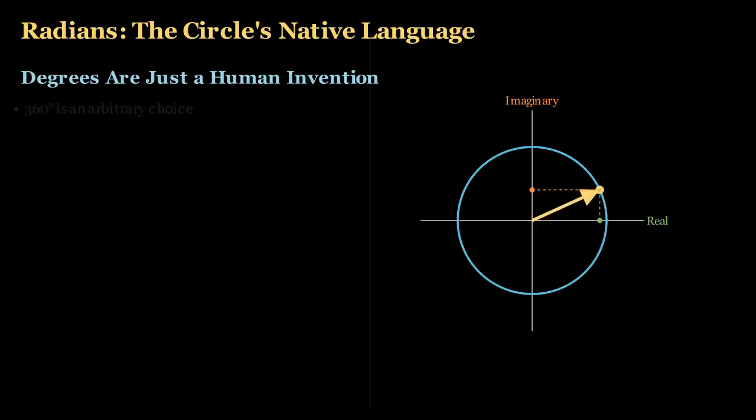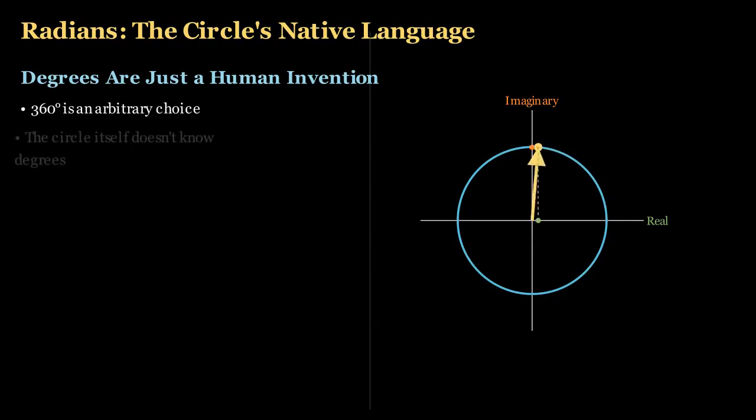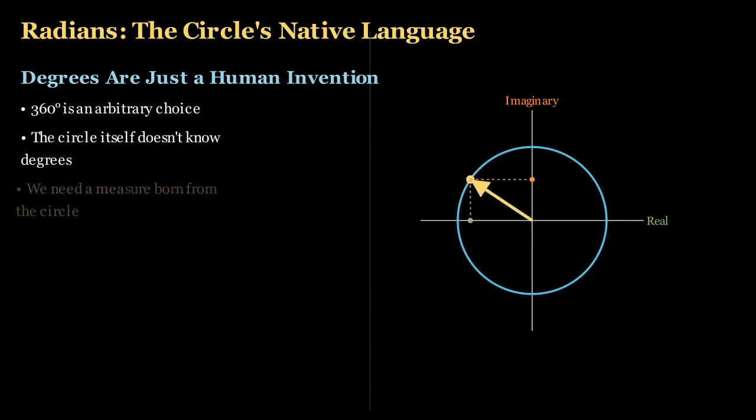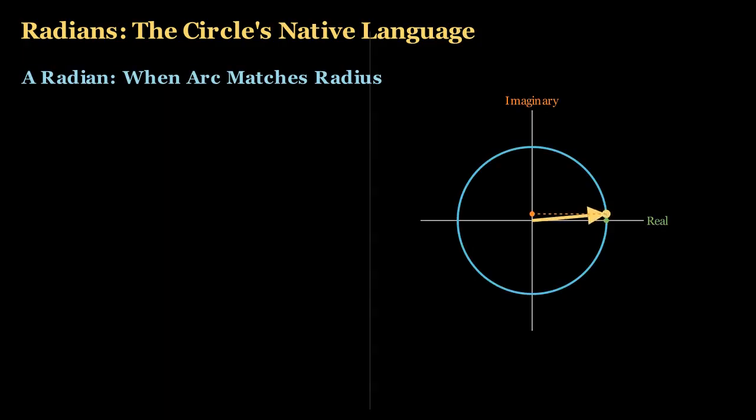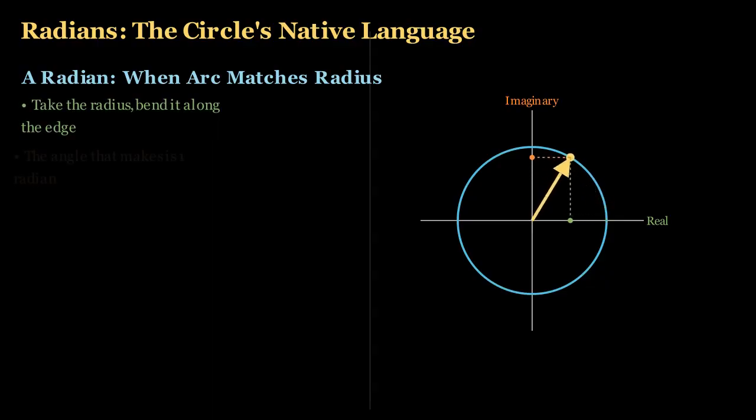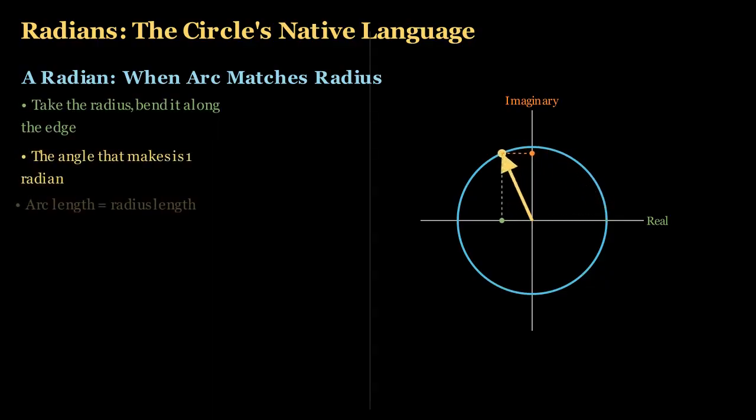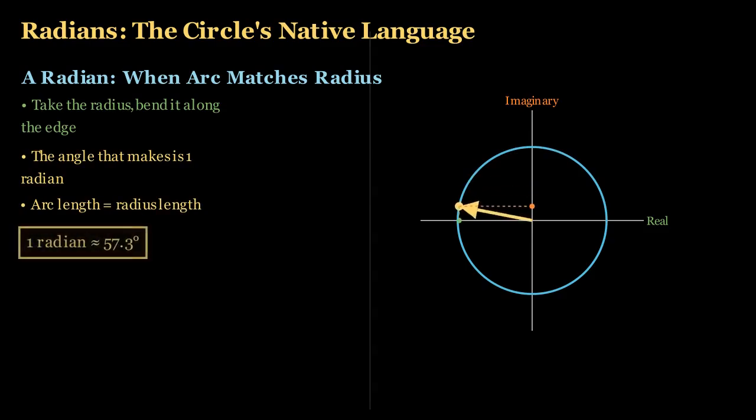We just measured angles in degrees, but 360 is just a number humans picked. The circle itself has a more natural language, one that comes directly from its own shape. Take the radius, the spoke of our wheel, and wrap it along the circle's edge. The angle that sweeps out that exact arc is called 1 radian. It's the angle where the curved path equals the straight spoke.